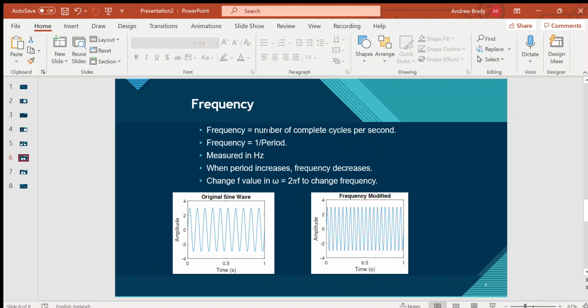The frequency is the number of complete cycles per second. So it's 1 over the period, and it's measured in hertz. When the period increases, the frequency decreases. You can find that from the 1 over the period there. And if you want to change the frequency, you would change the f value in omega equals 2 pi f, and that would change the frequency. So here's just an example of a modified frequency. Again, it's doubled.